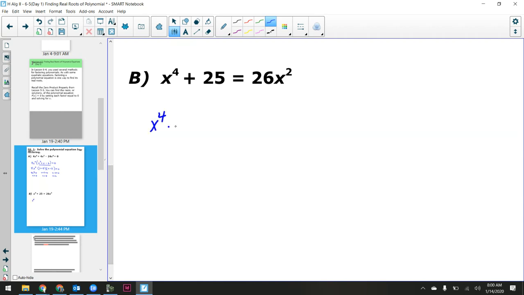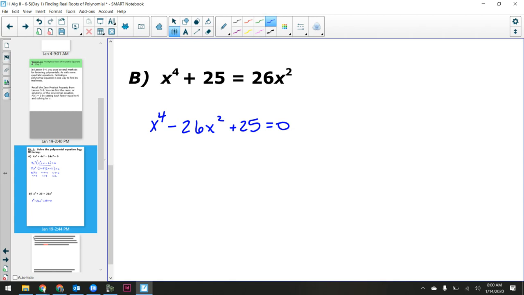So x to the fourth minus 26x squared plus 25. Now, I'm going to teach you a method to solve this. Do you see how this starts with an x to the fourth, then drops down into an x squared? We haven't solved quartics like this. We've solved quadratic trinomials with 3 terms, but we have not solved quartic trinomials in the same way. But it's extremely similar.